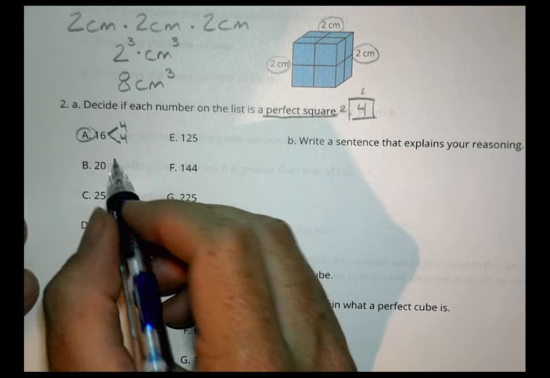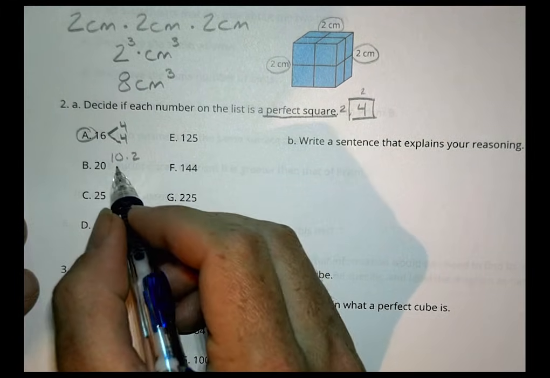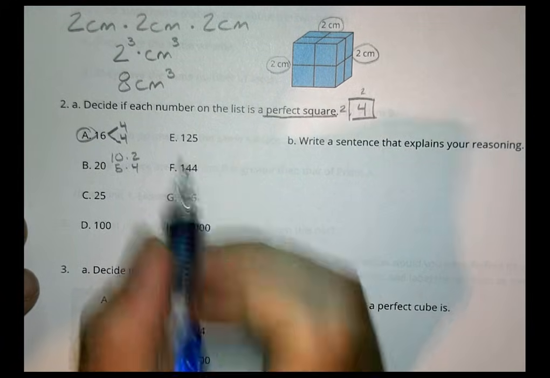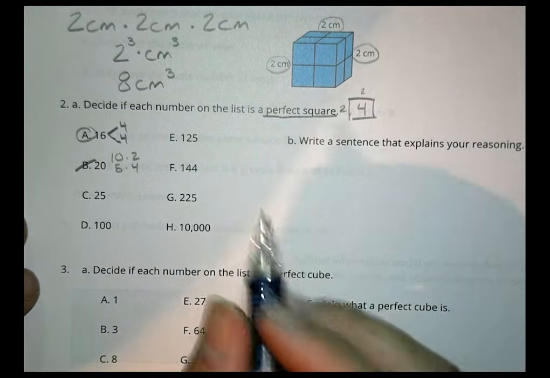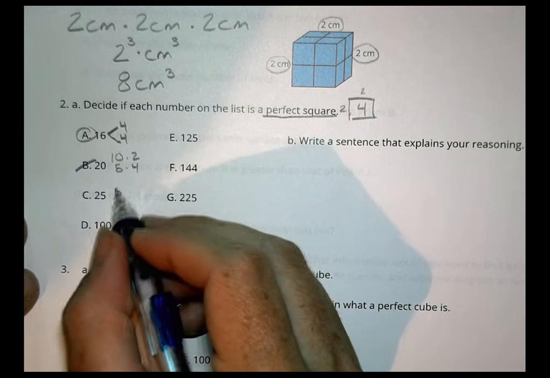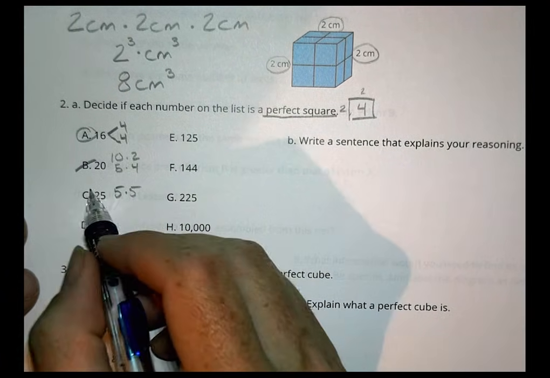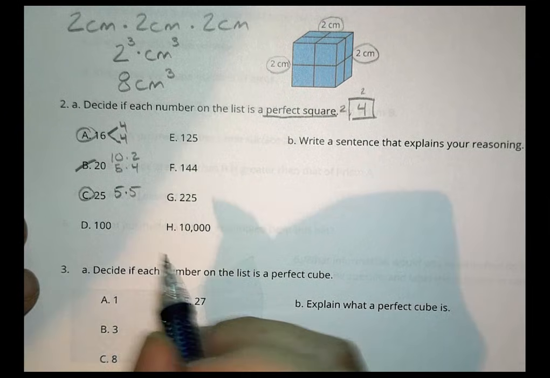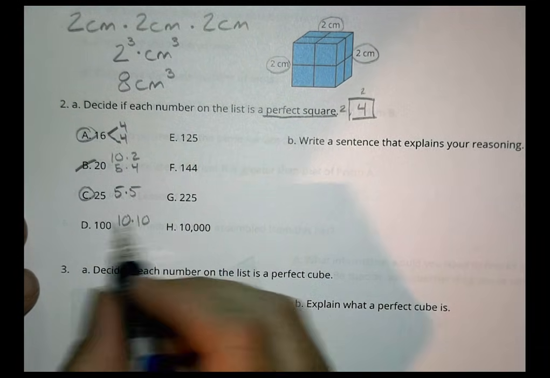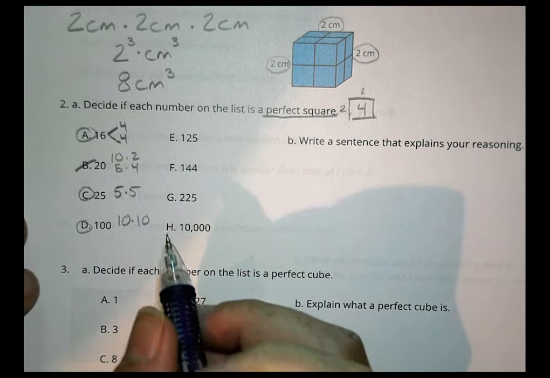20. For 20, I can think of 10 times 2. I can think about 5 times 4. But I can't think of a number by itself. So 20 is not going to work. C. We have 25. Well, I know that 5 times 5, that works out great. For D, we have 100. 100 is going to work because why? 10 times 10 is 100.